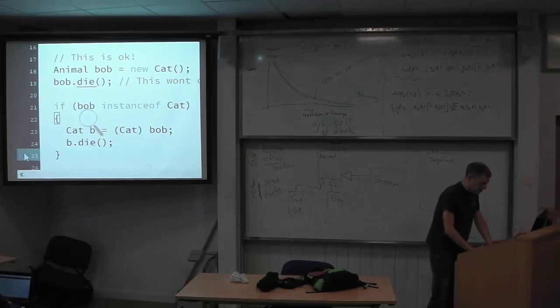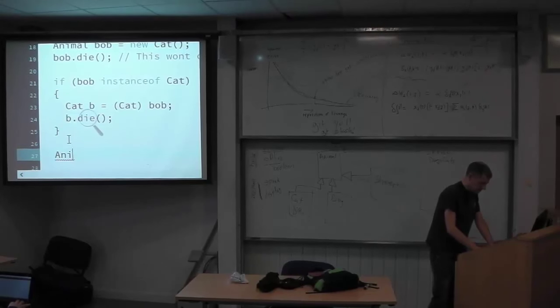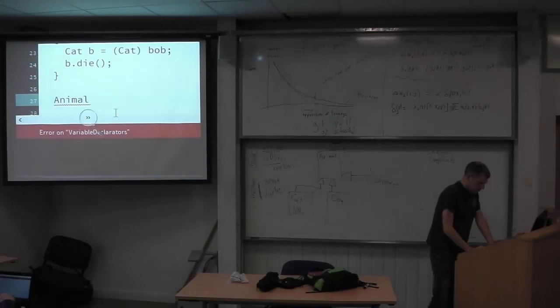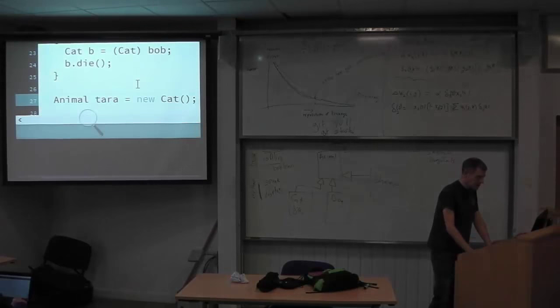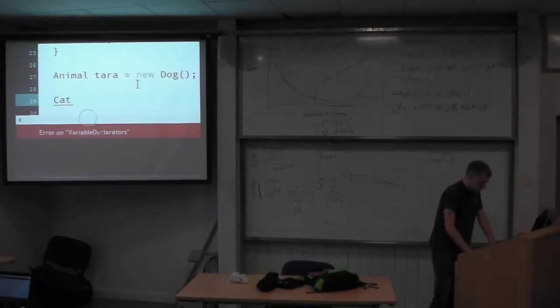Anything else? Something that may occasionally happen, you could do something like this. Let's do one last thing. Let's do animal. Okay, so Tara is of type cat. Let's say Tara is of type dog. Another name for a cat. Does anybody have a cat in the room? Jinx.